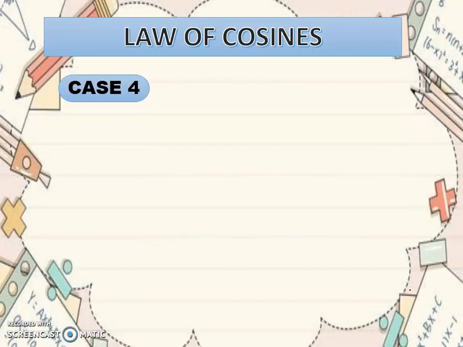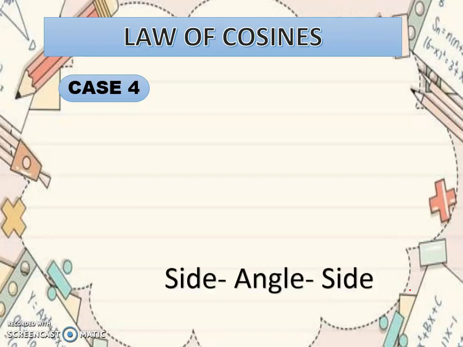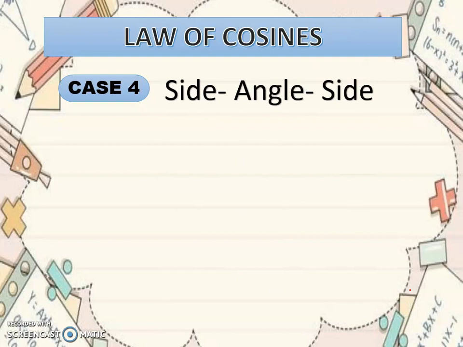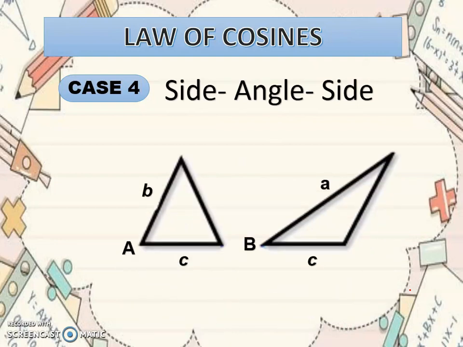Let's proceed to case 4. For case 4, you need to use the law of cosines this time. If the given is side, angle, side, meaning given 2 sides and one included angle, meaning the angle between these 2 sides, like this, class, then this kind of given is classified as case 4. So you need to use the law of cosines in solving this problem.